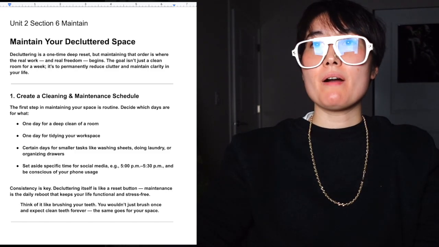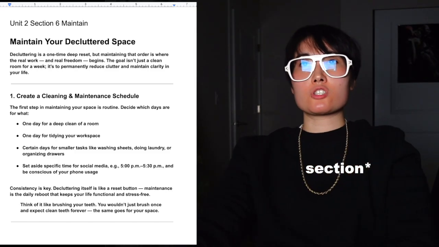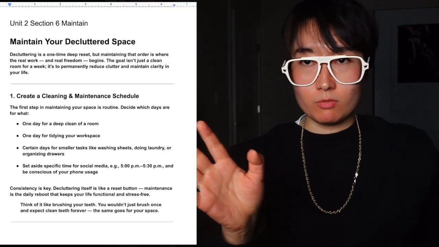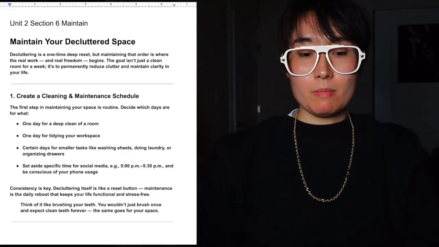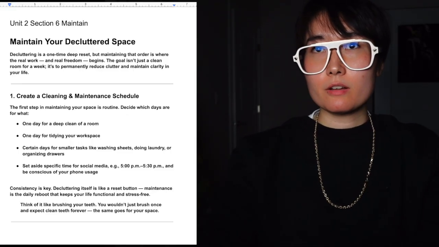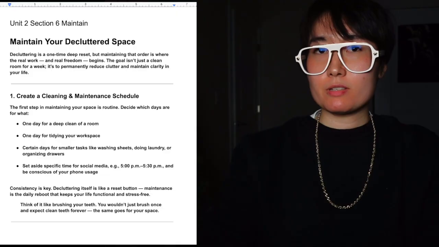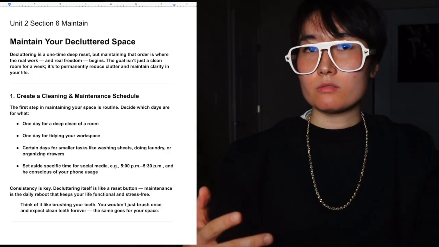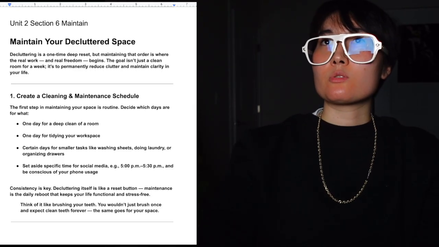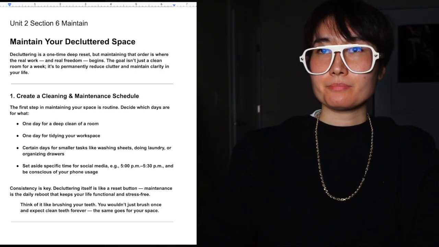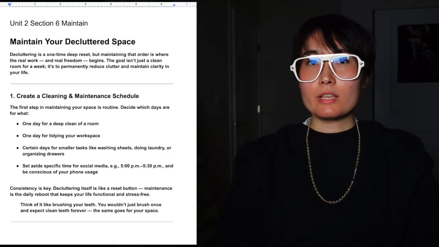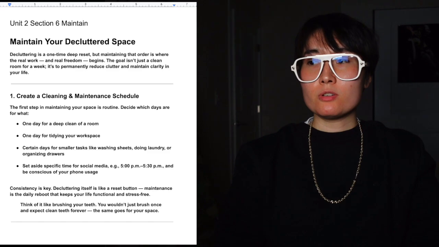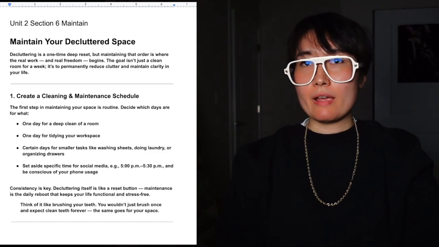Okay, the last step of this unit, finally, Unit 2, Section 6, is maintenance. The whole section of this unit is literally maintenance. Maintain your decluttered space. Decluttering is a one-time deep reset. But maintaining that order is where the real work comes in, and that's where the real freedom comes in as well. The goal isn't just to clean the room for a week. It's to permanently reduce clutter and maintain clarity in your life.